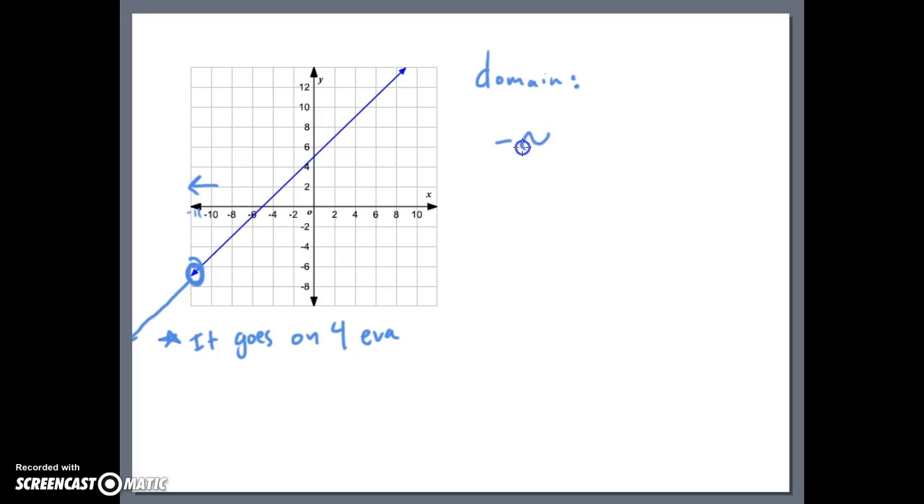negative infinity. It's an easy idea, but it's very complex at the same time. There's no concrete value that the line stops on. It just keeps going all the way to the negative value. So we just say it goes to negative infinity.